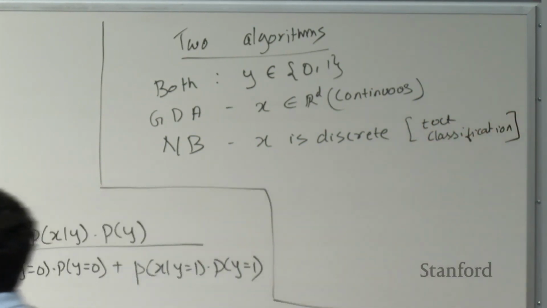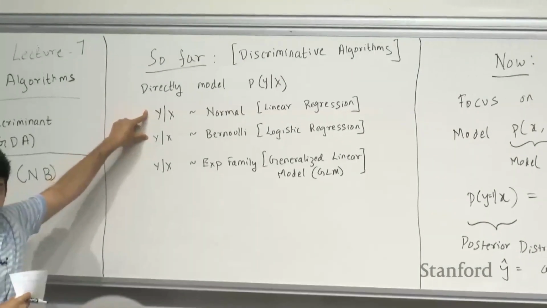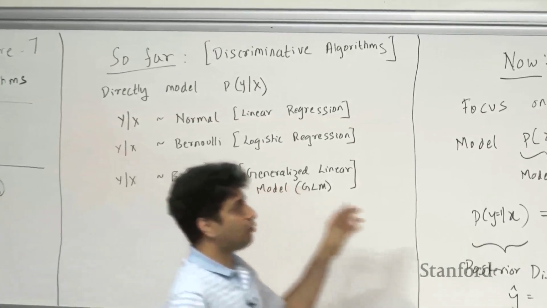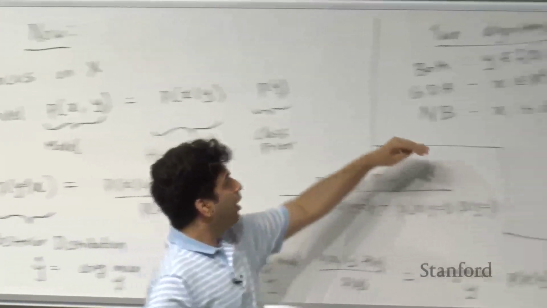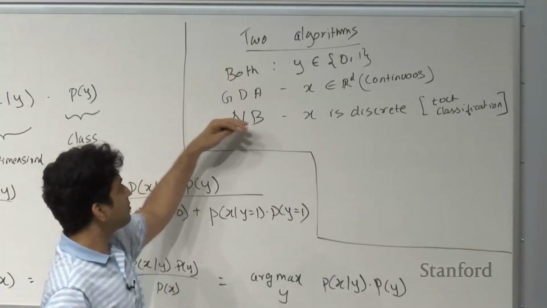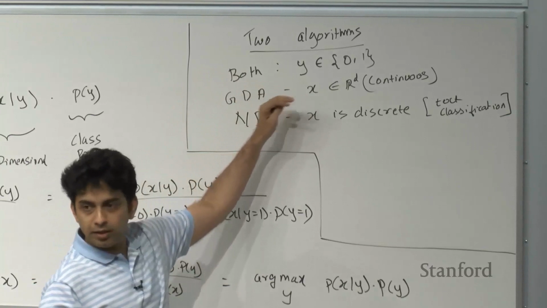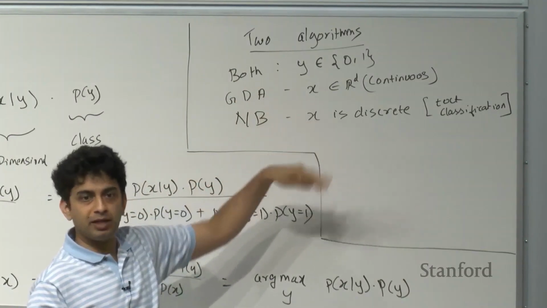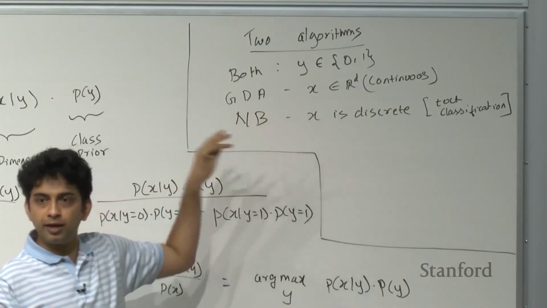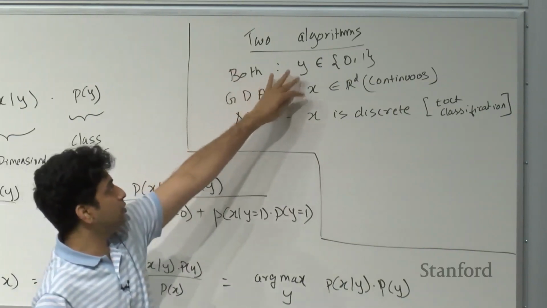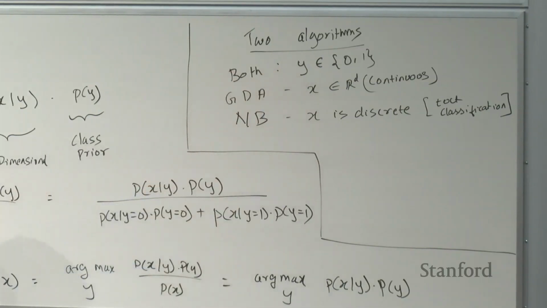Right? So in discriminative algorithms, we had two different kinds of algorithms depending on whether y was continuous or discrete. Over here, our focus is on x, and we're going to get two different kinds of algorithms depending on whether x was continuous or x was discrete. But we are limiting ourselves to the case of classification only. So we're going to limit ourselves to y equals 0 or 1, but your x's can be continuous or discrete.